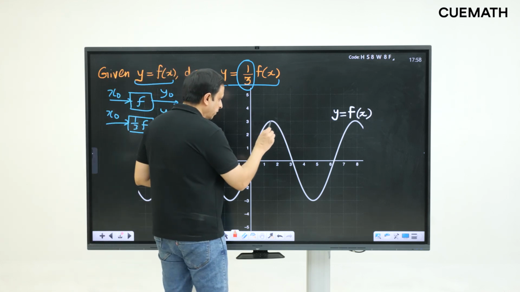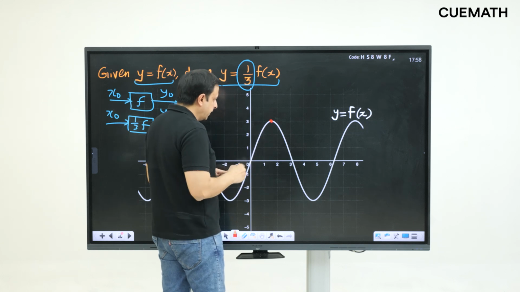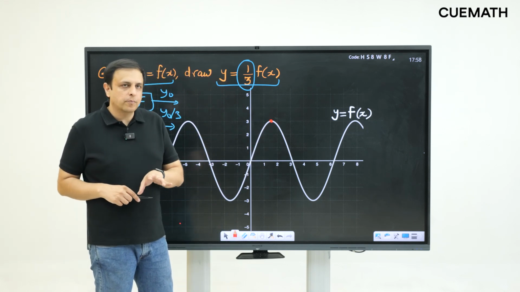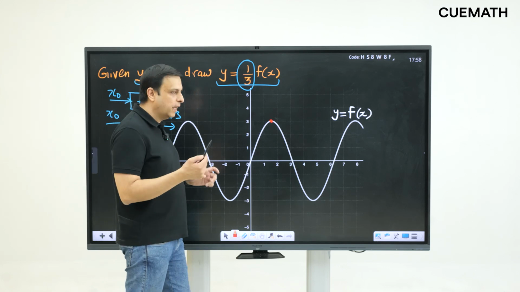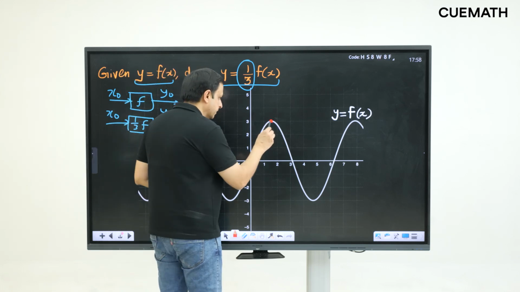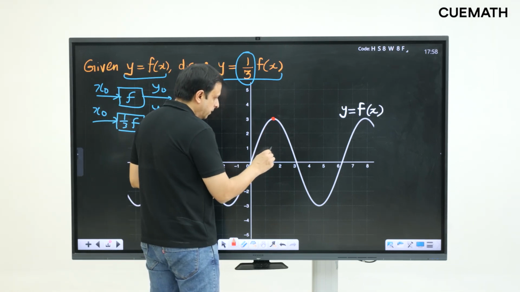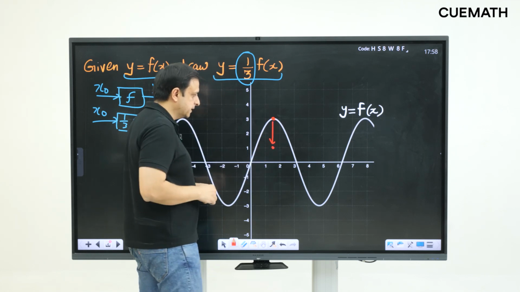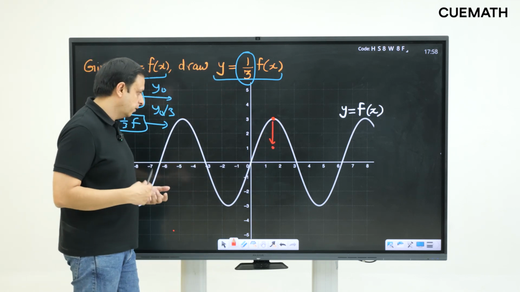So, let us take this point over here. This point has a y coordinate of 3. So, the corresponding transformed point on the new graph will have a y coordinate of 1. So, the corresponding point on the new graph will be somewhere over here. So, there is a scaling down by a factor of 3.